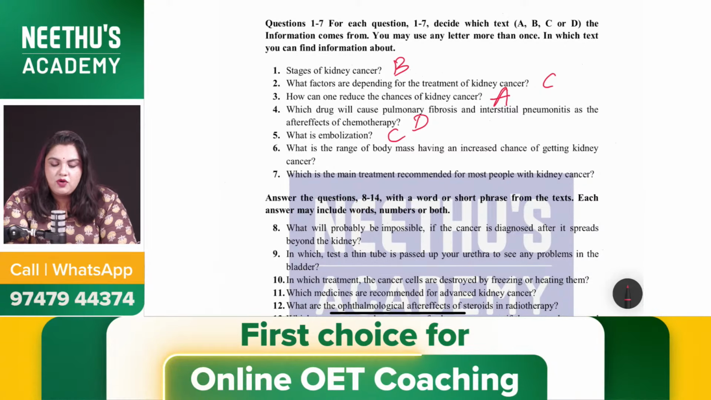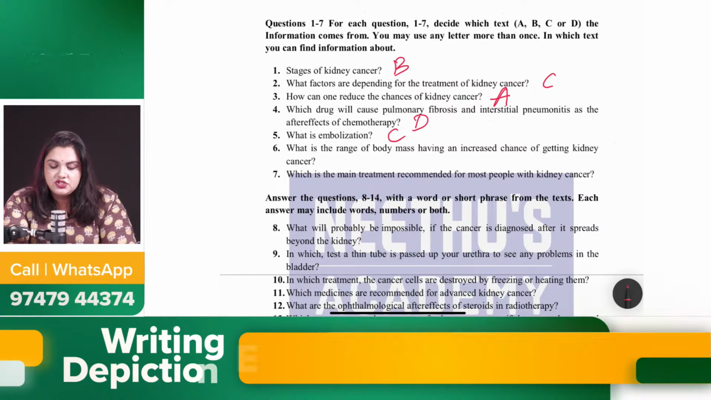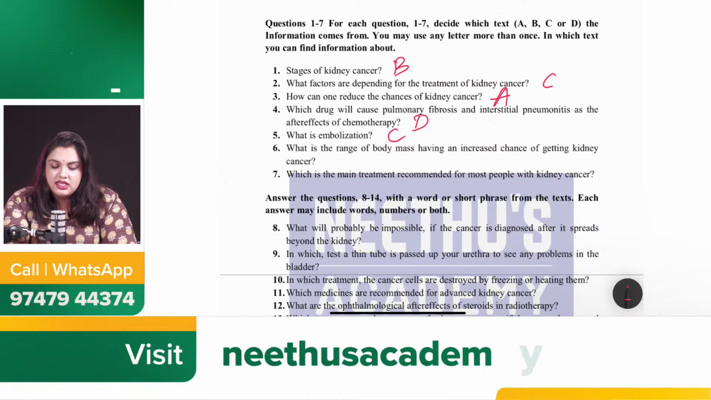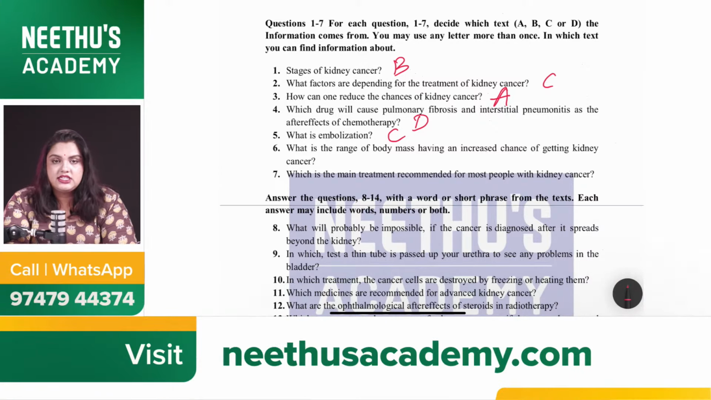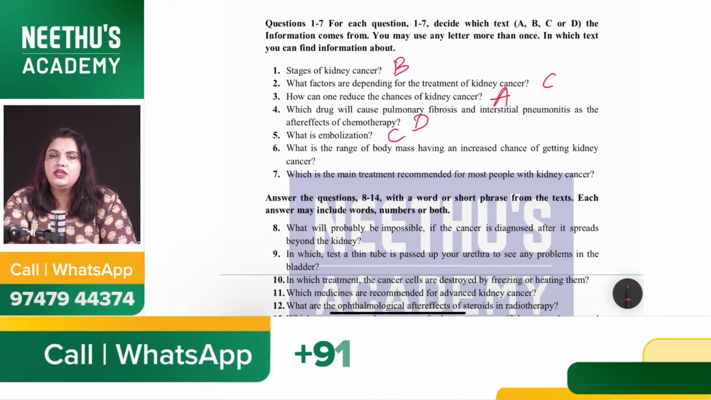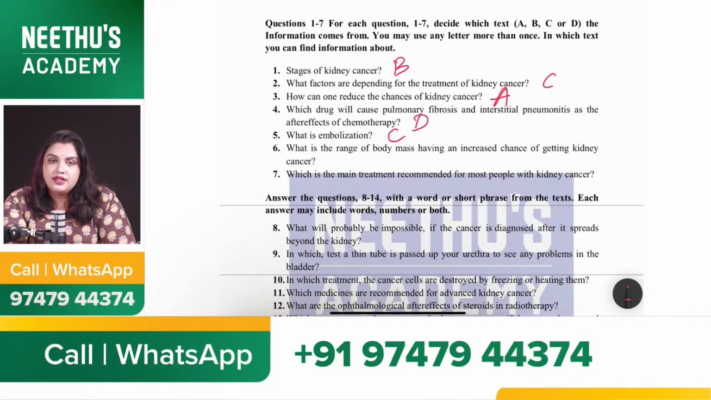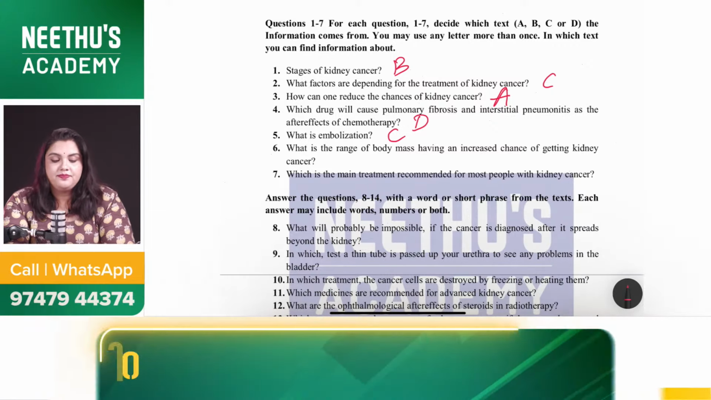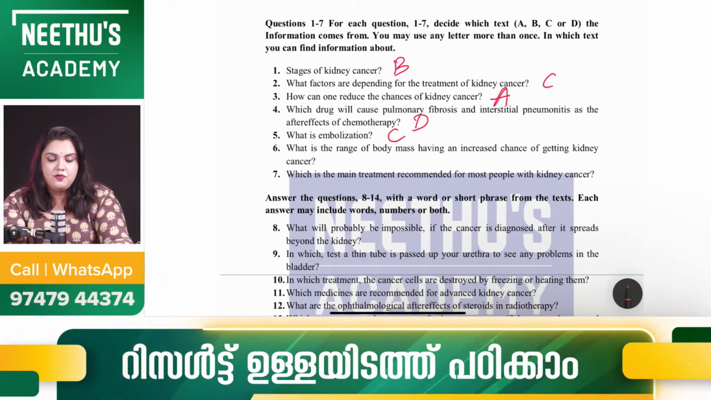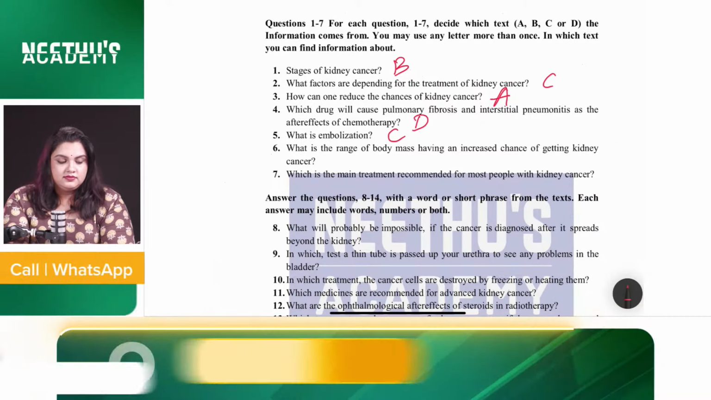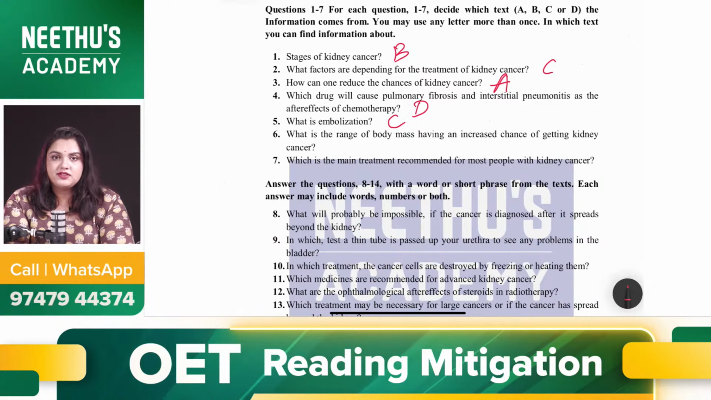What is the range of body mass having an increased chance of getting kidney cancer? The text line where we discussed the people who are at greater risk of getting kidney cancer. In which text did we discuss it? Can you comment?